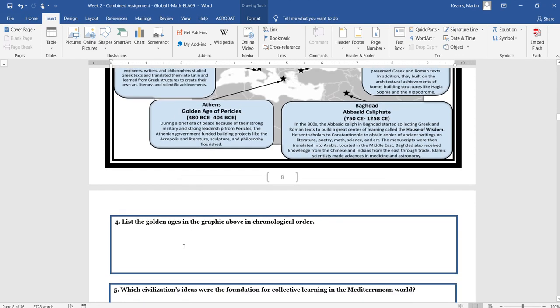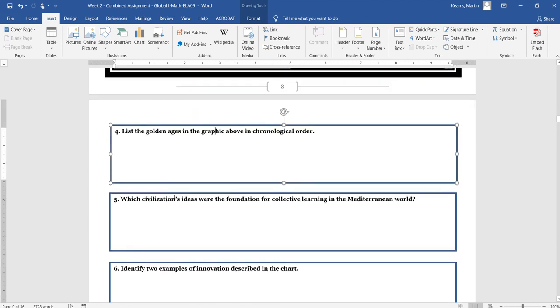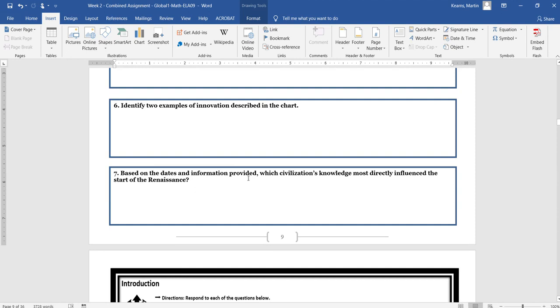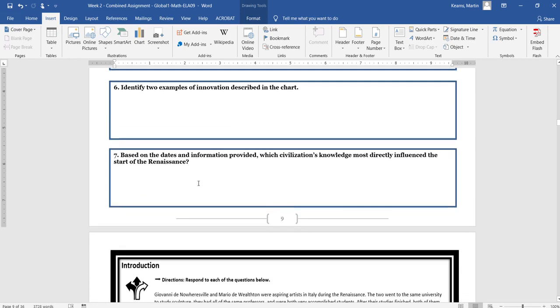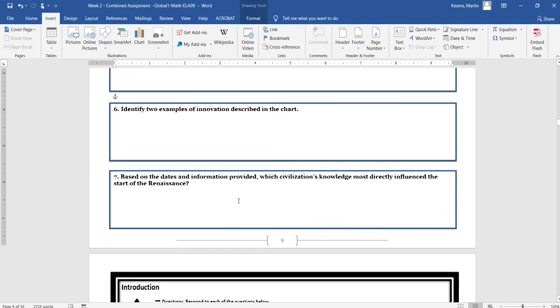So you're going to list the golden ages in the graphic above in chronological order, which means by time. Chron means time. And then, which civilization's ideas were the foundation for collective learning in the Mediterranean world? Identify 2 examples of innovation described in the chart, and based on the dates and information provided, which civilization's knowledge most directly influenced the start of the Renaissance? Remember to use that chart above right here on page 8.